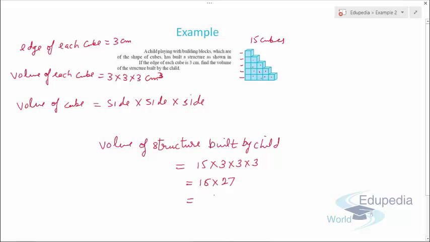So when you solve this, this will come out to be 405 centimeter cube. So this is how we can use the concepts of volume of cube and cuboid to solve various different types of questions. So these questions are very important from the exam point of view, right?